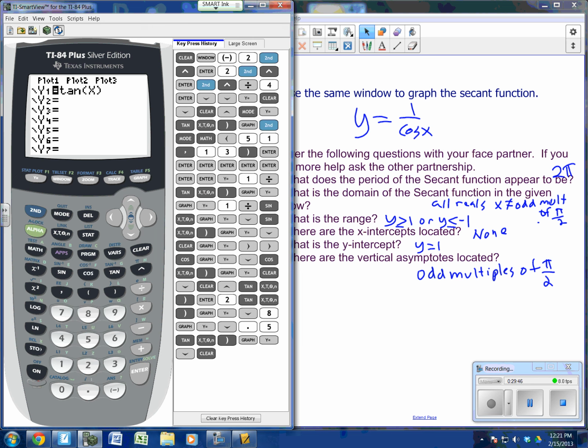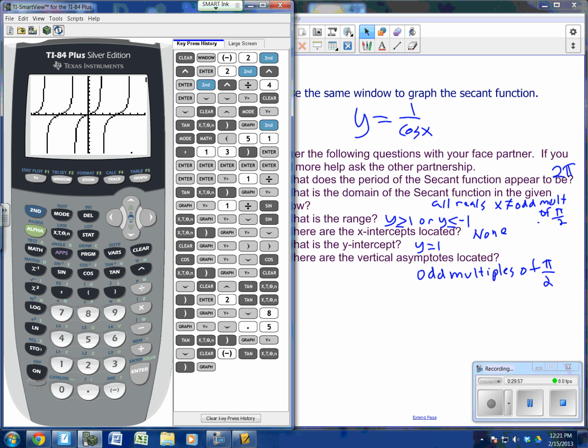Oh, wait, one other thing. Put in a negative tangent of x. What do you think that's going to do? Here's the tangent. What's the negative going to do? Okay, it's opposite, isn't it? Got it? It's decreasing instead of increasing. It flipped it over the y-axis.